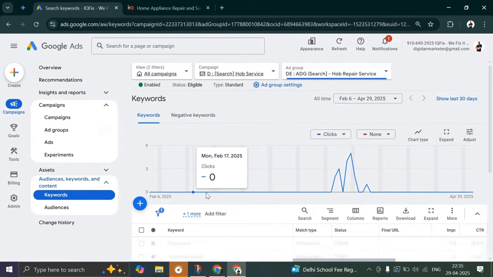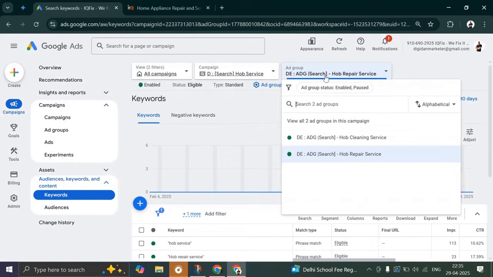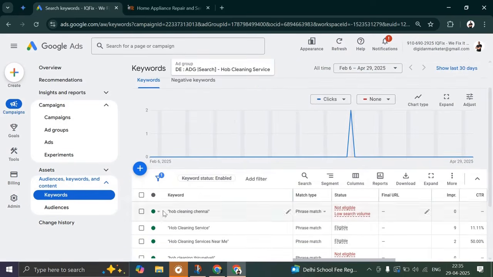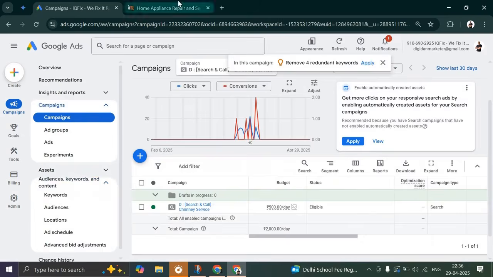So I go inside, and you can see you will find keywords related to hob repair service. If I go to the other ad group, it is hob cleaning service. As you can see, keywords related to hob cleaning Chennai, hob cleaning service, hob cleaning services near me, and so on. Let's go back to the website.